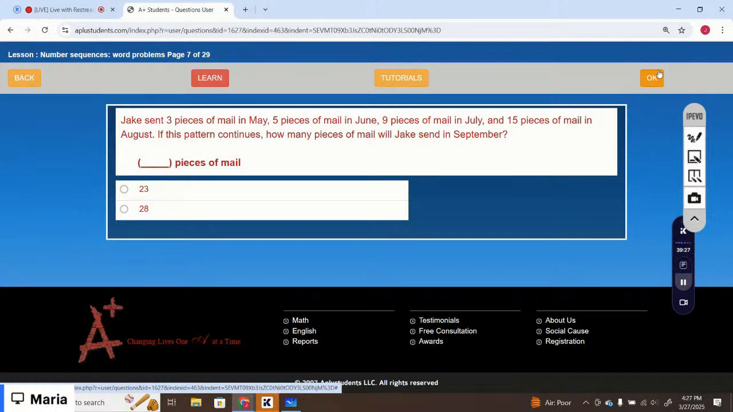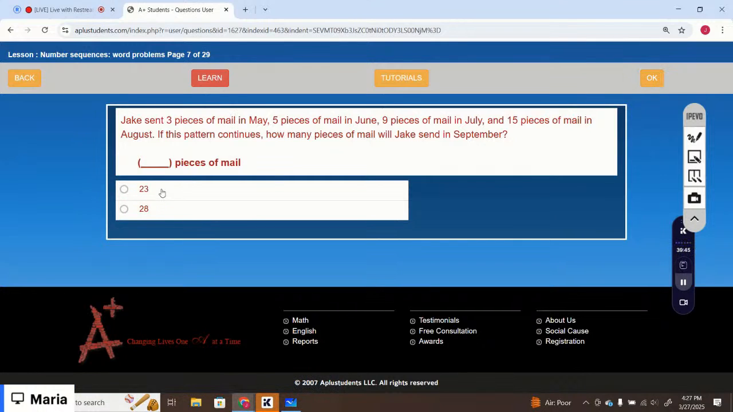Jake sent 3 pieces of mail. Okay, the next one is then 3, 5, 9, 15. The next one would be 23, I think. Yes, 23 it is.